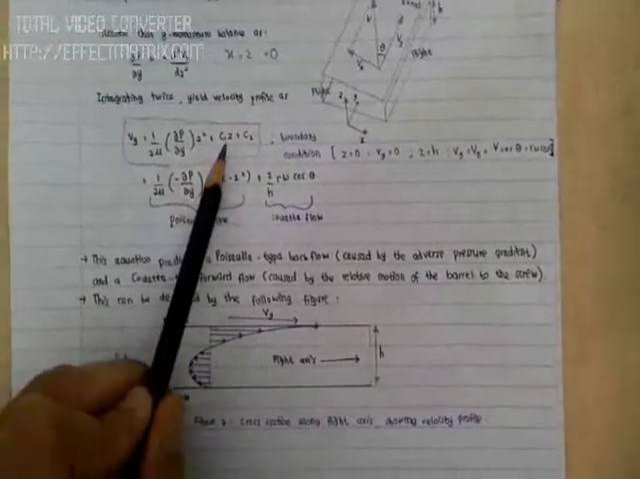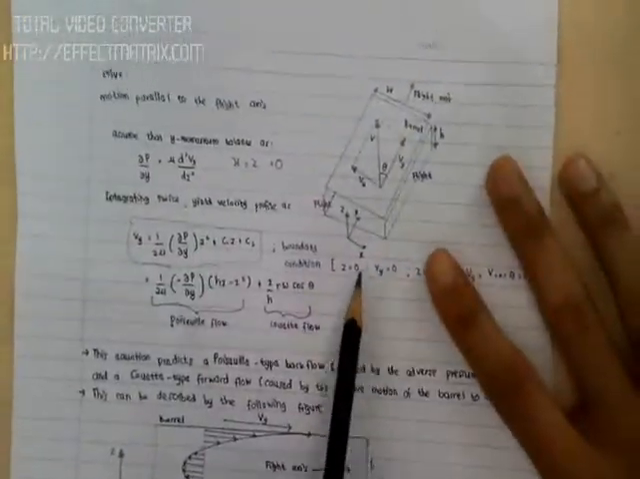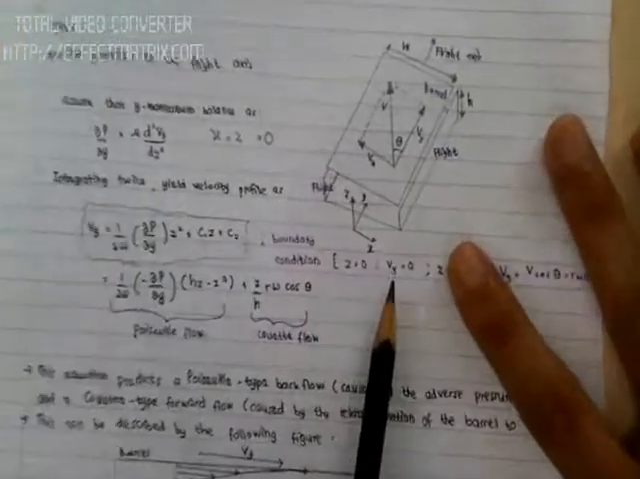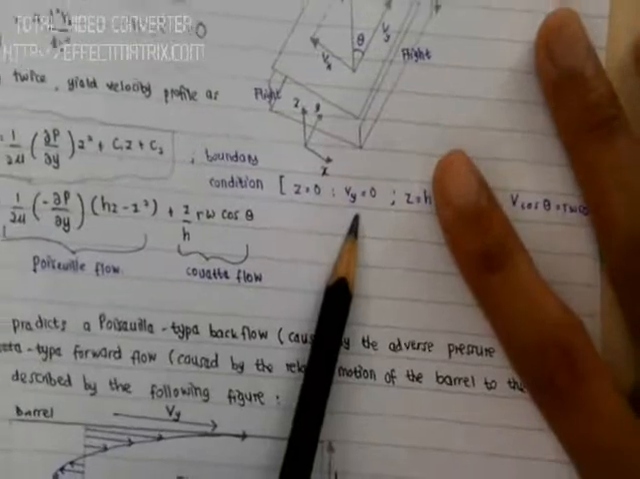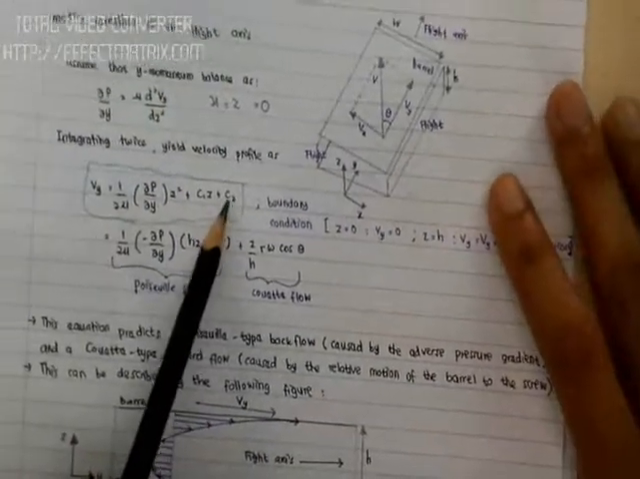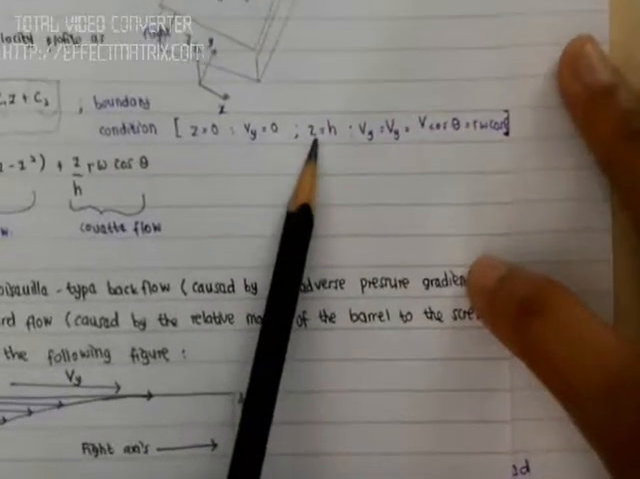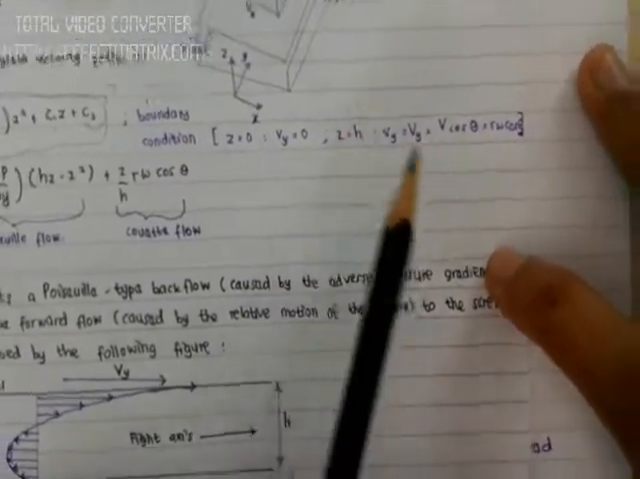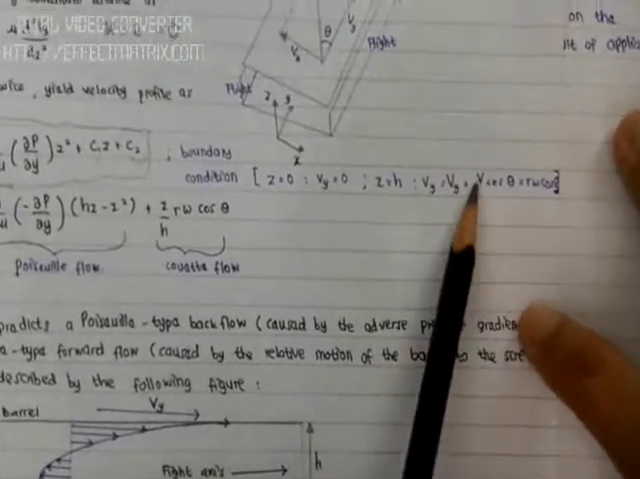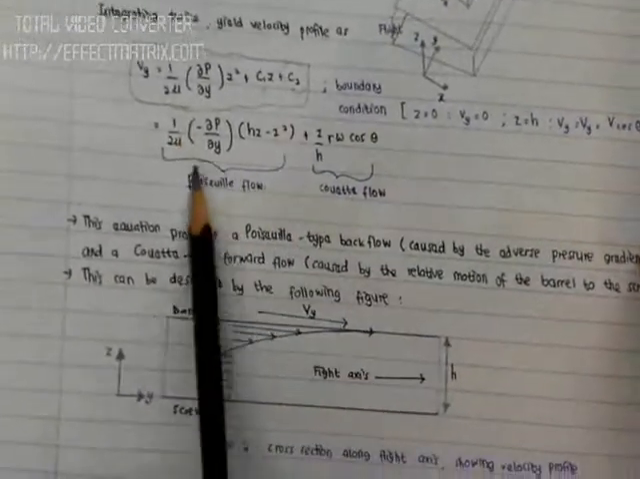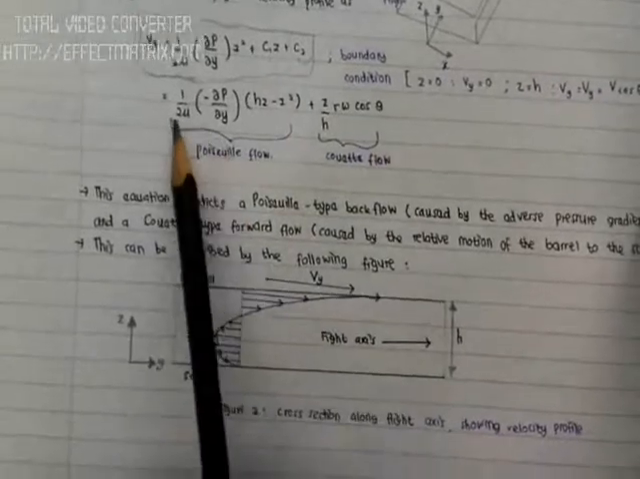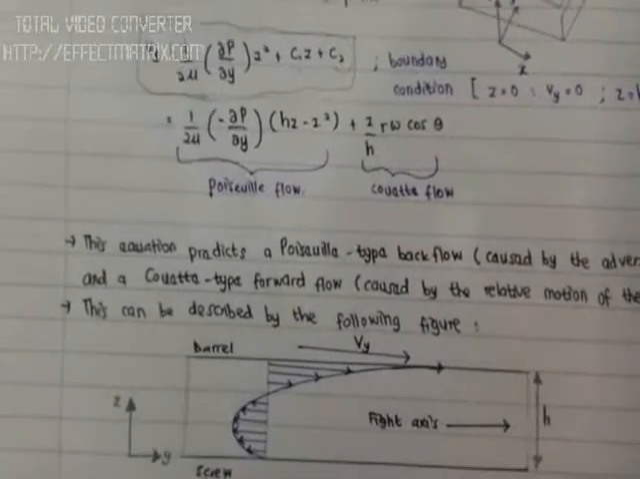To find C1, we use the boundary condition that at z equal to 0, the velocity in y direction is equal to 0. To find C2, we use the boundary condition that at z equal to h, the velocity in y direction equals v cos theta. Then the final equation will become like this.